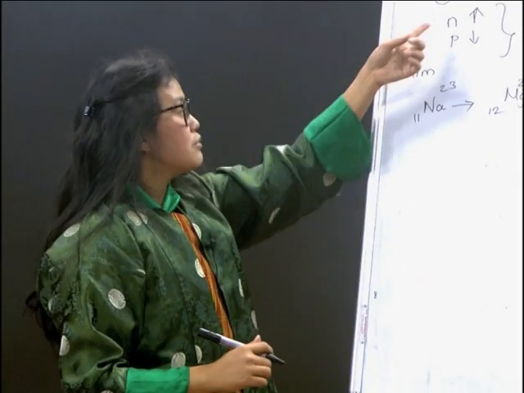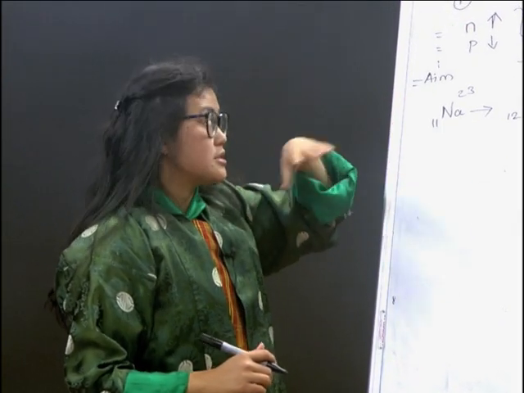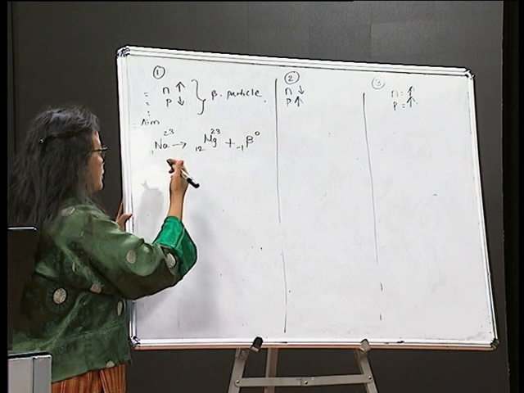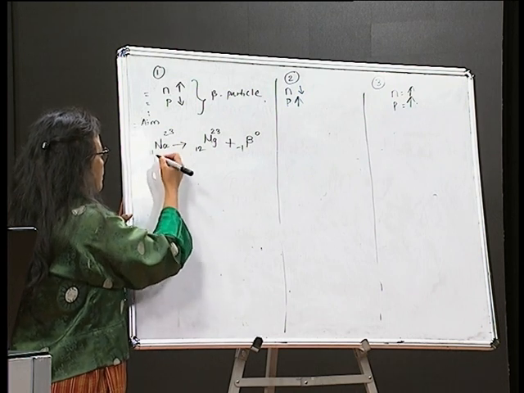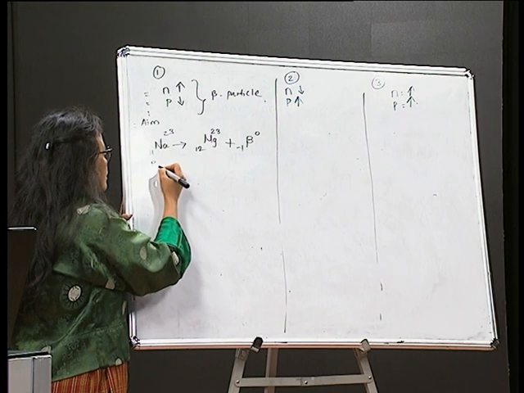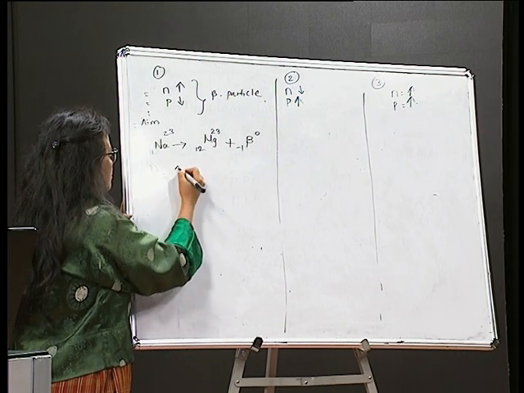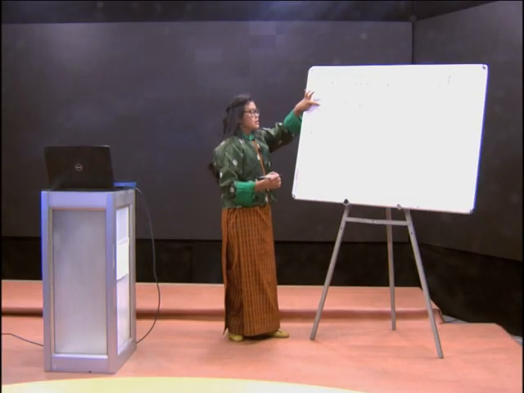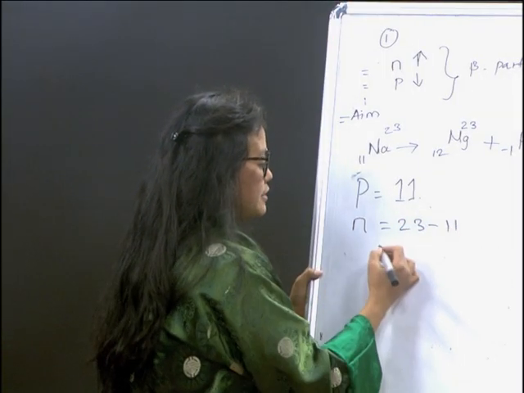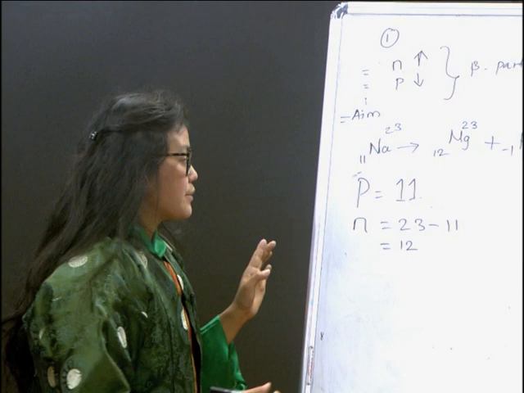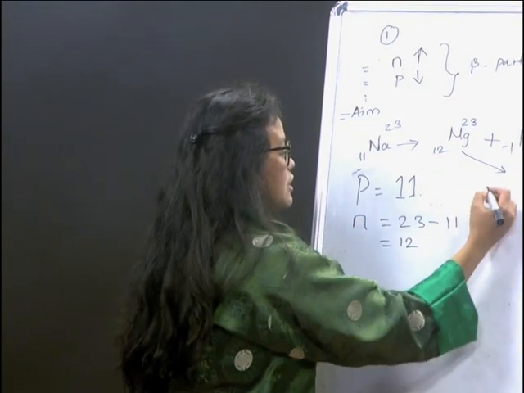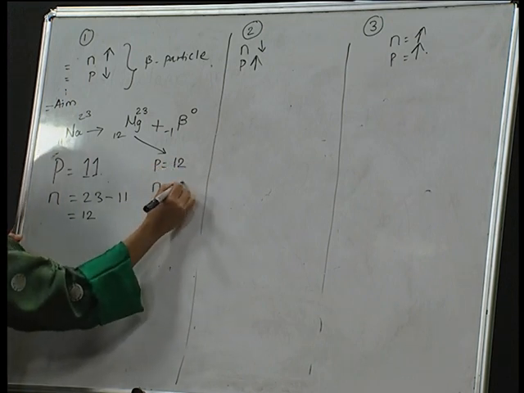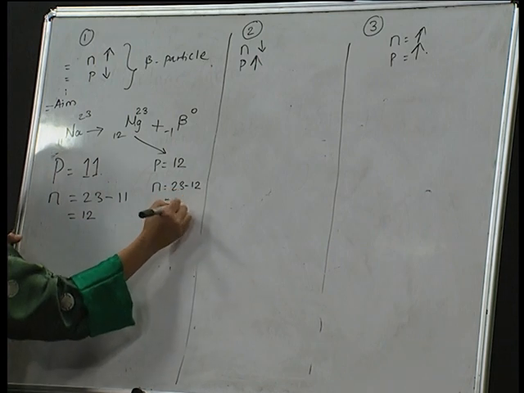Now we will see how the number of neutrons has been adjusted. Previously the number of neutrons was more. Now we will see in this example how it gets reduced. So now this 11 is proton, and how will you find number of neutrons? 23 minus 11. So how much is it? 12. Now we will see here in this case the new element. What is the number of protons? 12. And number of neutrons? 23 minus 12. So it will be 11.